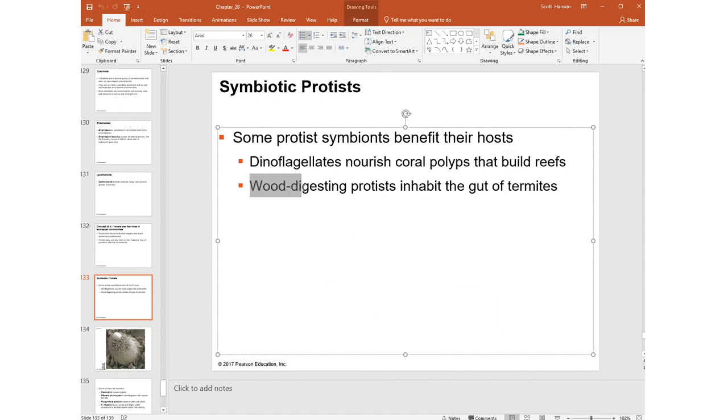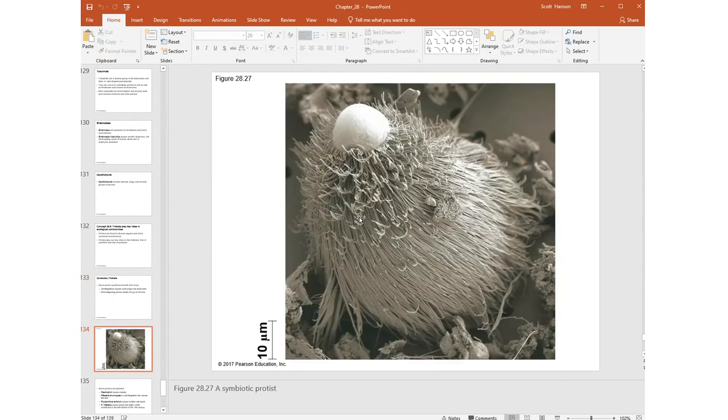And then also there are wood digesting protists in the gut of termites. So believe it or not, termites chew up wood and they eat wood. But termites themselves cannot actually produce the enzymes that will break down the cellulose in the wood. But these termites have symbiotic protists in their gut that will help them break down wood. And so here's one of the symbiotic protists then in the termite gut, and you can see it's just covered with a lot of long, shaggy cilia.